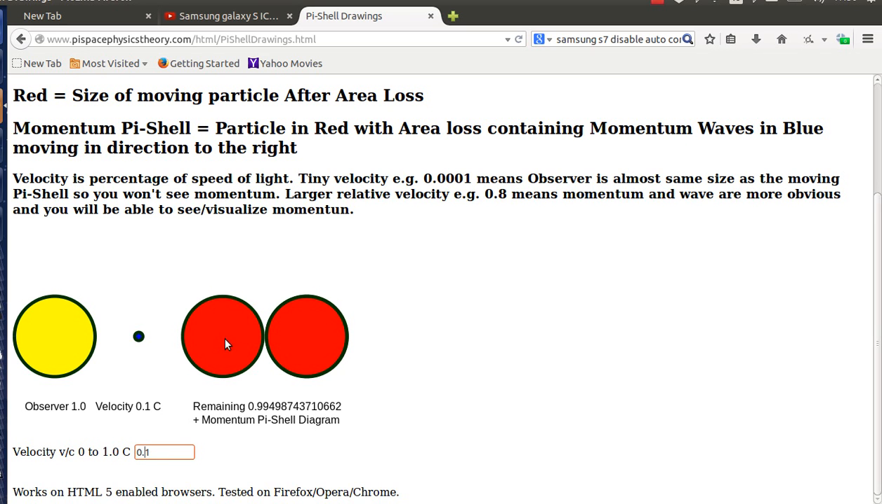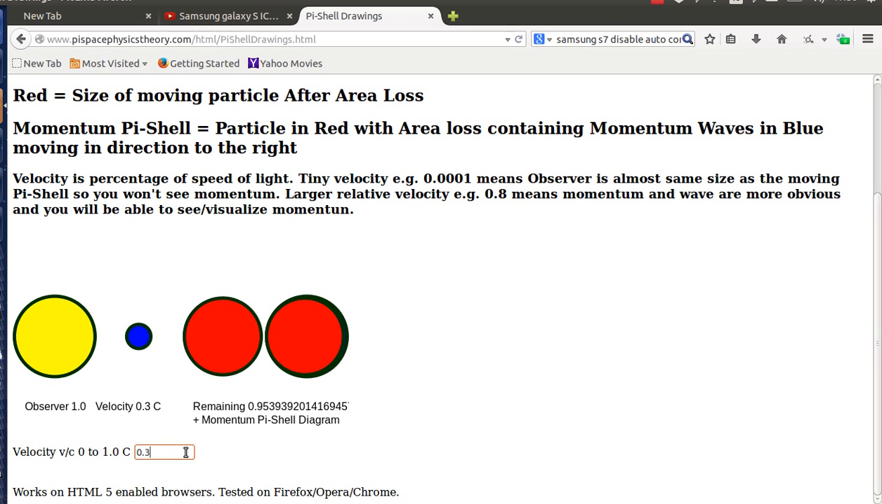Again, these two, the momentum pi shell and the remaining one, they're all very similar in terms of size. There's very little between them, but you'll notice as you get larger, like 0.2 of the speed of light, there you see a small bulge here, and then we go to 0.3, and then suddenly the momentum shell starts to form here. So as a fraction of, this is more the wave part of the particle. This is the particle, and this is the wave, and this is the momentum shell, which contains the wave component.